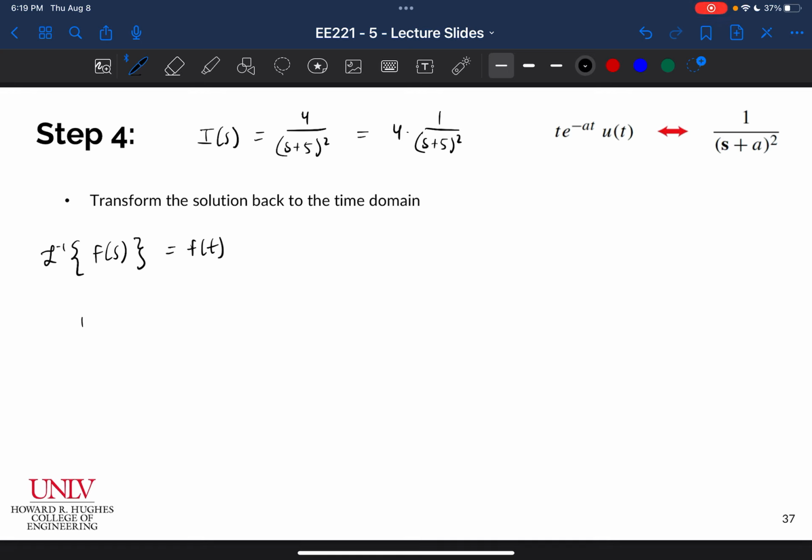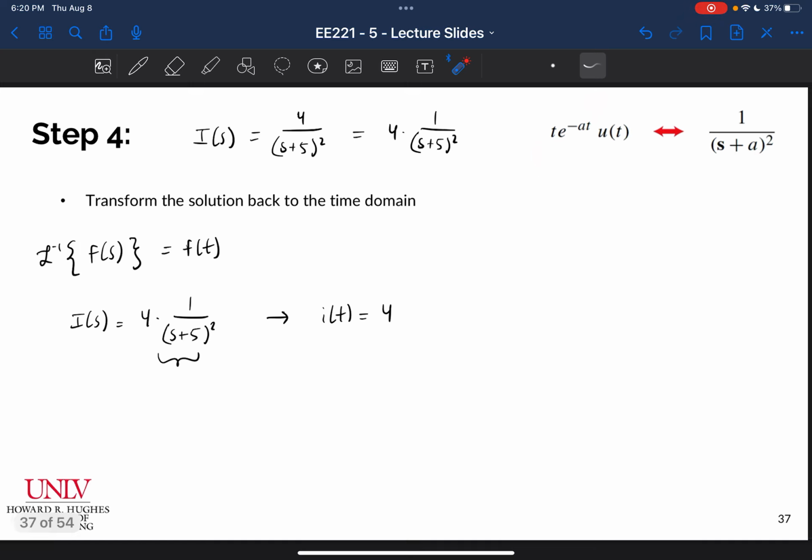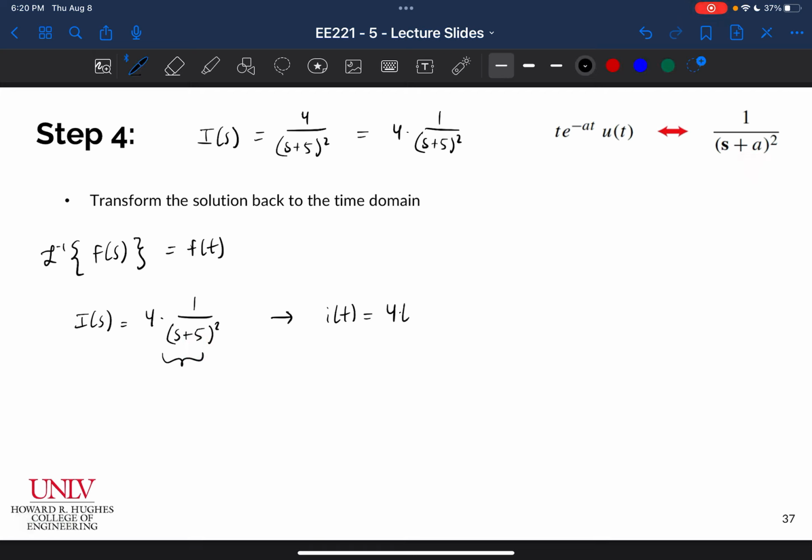So our I of s is equal to 4, a constant, multiplied by 1 over s plus 5 squared. We know that we just need to take the Laplace transform of this and multiply it by 4, since constants just come along for the ride when we do these transforms. So the transform here is I of t is going to be equal to 4 multiplied by t e to the minus at times u of t. In this case, our a value is 5. So we just say 4 times t e to the minus 5t u of t. And that is our final expression for the current in the time domain.